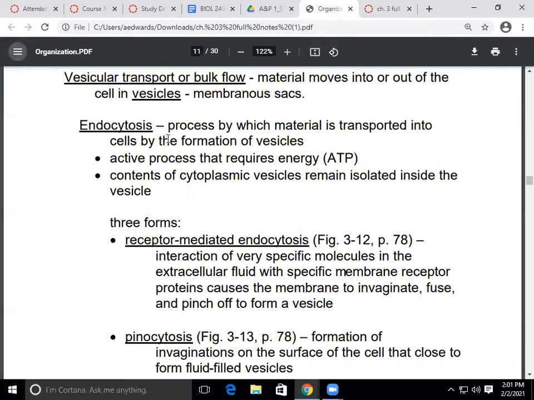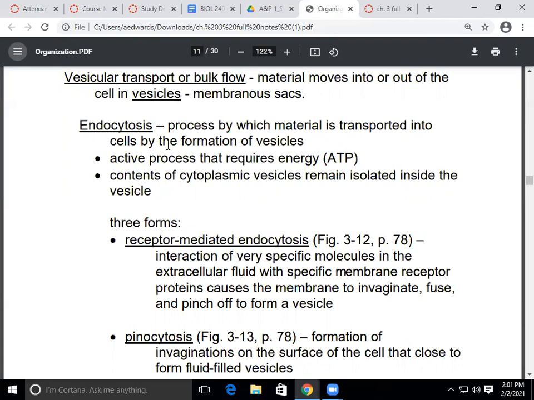So where we left off, we left off with vesicular transport. We just finished up a conversation about active transport. Now we're talking about vesicles. These are basically membranous sacs, sacs made up of membrane, like the plasma membrane, and they have material in them. There are different kinds of transport. One form is endocytosis.